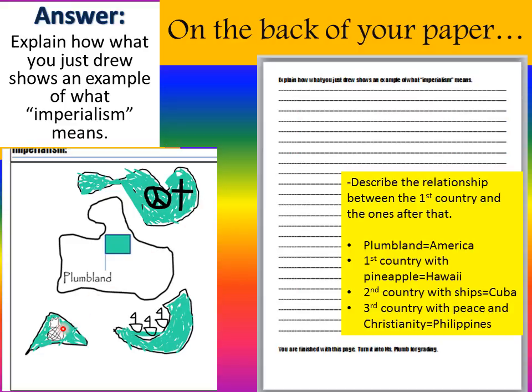Okay, so we have natural resources, we have military reasons, and we have moral reasons. You're going to need to know those three things: natural resources, military, and moral reasons. Those are the three reasons that America wanted to expand their empire. And these are three perfect examples of that.